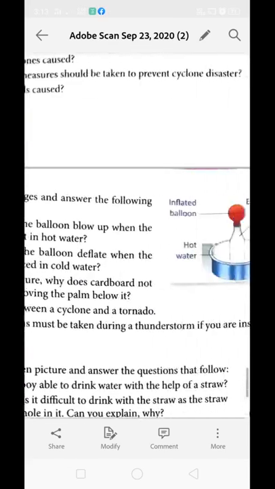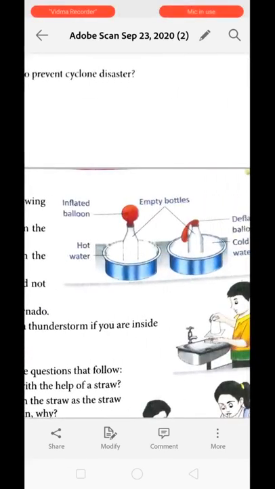Next question. Now again, in the given picture, why does the cardboard not fall even on removing the palm below? Because the air pressure which is applied on the cardboard from the lower to upper end is higher in comparison to the weight of the water. Clear? That is why the cardboard does not fall.